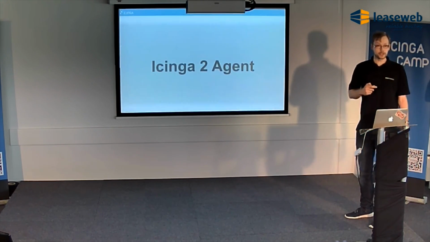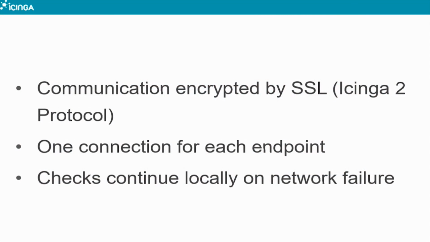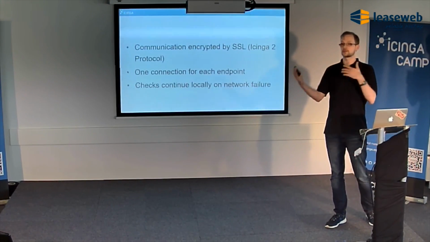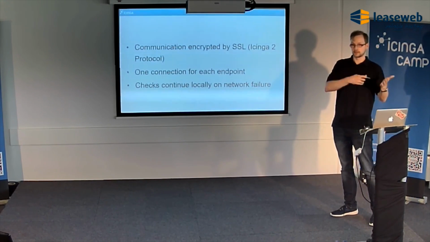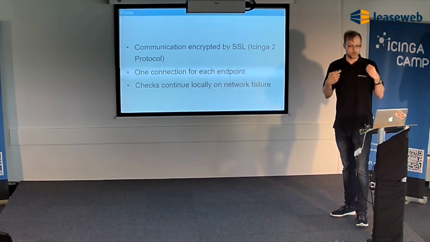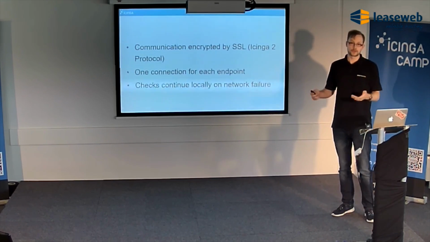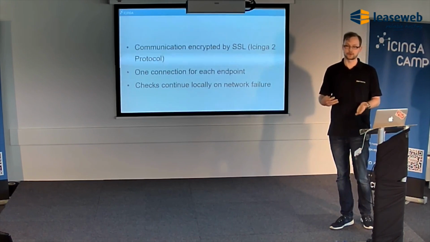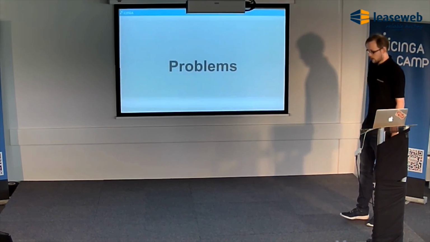On the other hand, we are having the Icinga 2 agent. And what's the difference? The communication is encrypted over the Icinga 2 SSL protocol. We are having one connection for each endpoint, either established from the master to the agent or from the agent to the master. And just in case the check fails or the network communication breaks, you're having a great opportunity, because the agent will check locally, cache the checks if you configure it, and once the connection is established again, you will receive all check results.